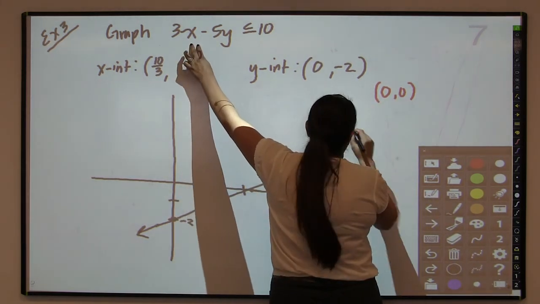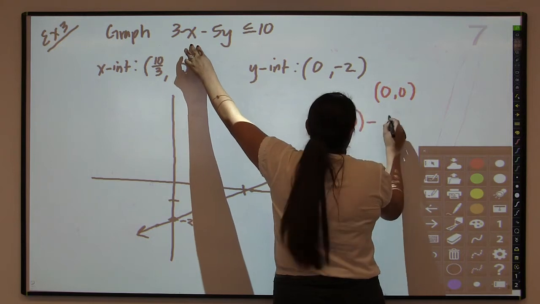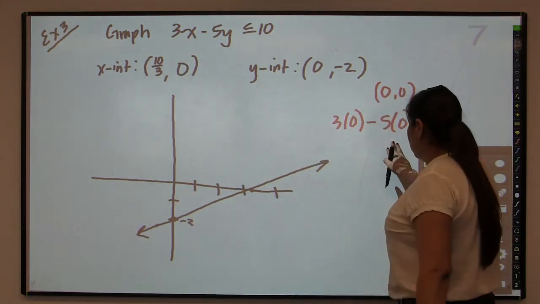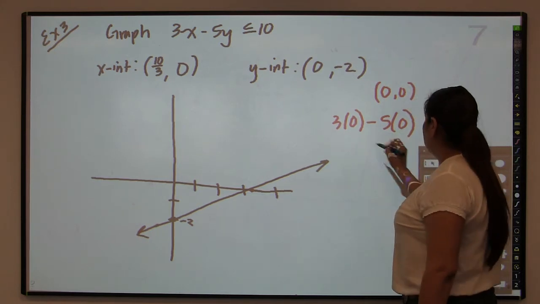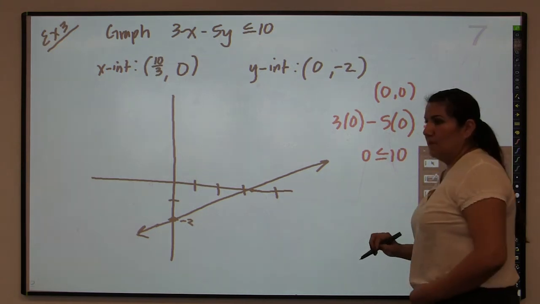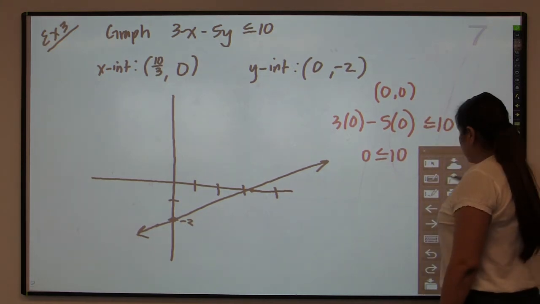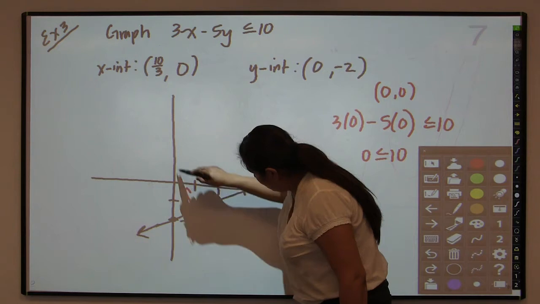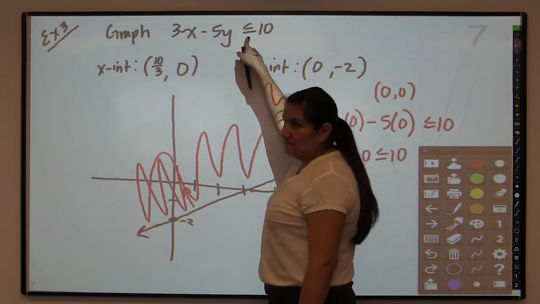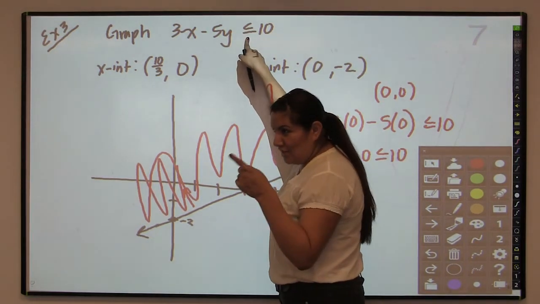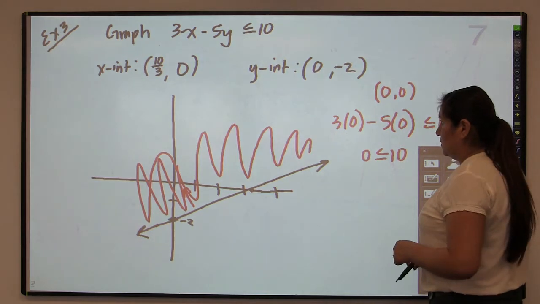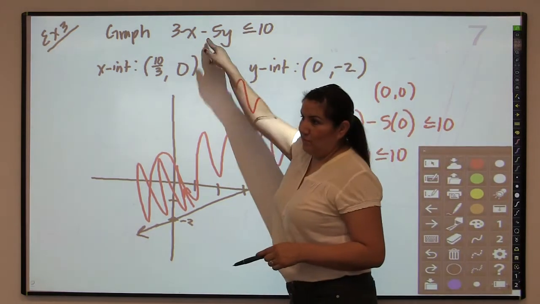So if I use 0 for x and 0 for y, this is basically saying 0 minus 0, correct? Is 0 less than or equal to 10? Yes. So we are going to shade in the direction of the origin, which is above. Now notice that that says less than. So you might have thought to shade below, but it's actually above. So never be afraid to use a test point to make sure. That happened because that's a negative, by the way.